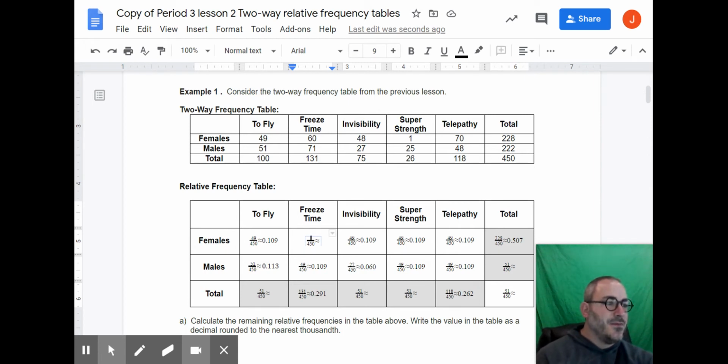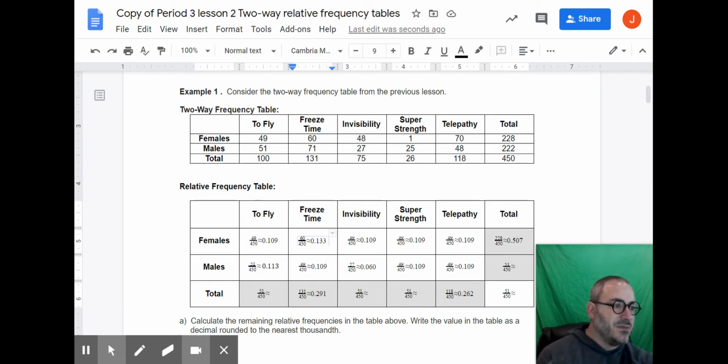Okay, so the females that wanted to freeze time. Well, that's 60, right? So we're going to do 60 over 450 here. I'm going to do that in my calculator. 60 over 450 is 0.133 repeating. Again, I'm rounding kind of automatically there. I see there's a 3 in the 10,000th place, so this stays the way it is.